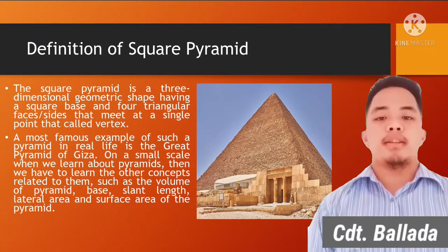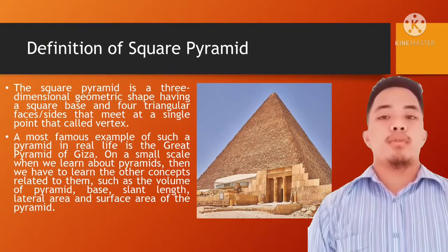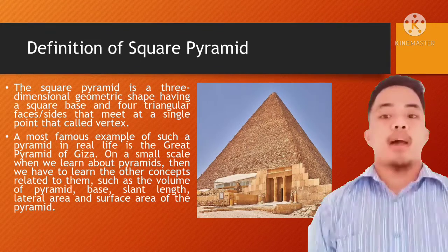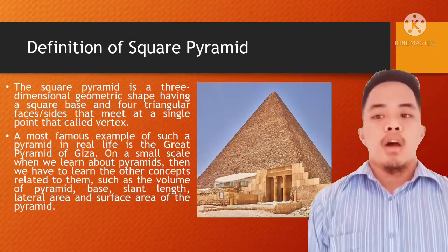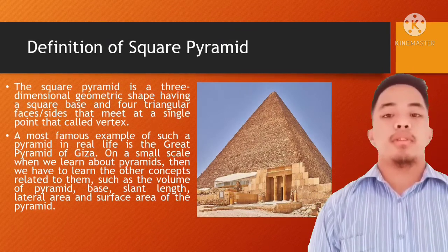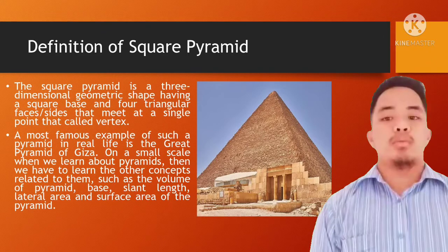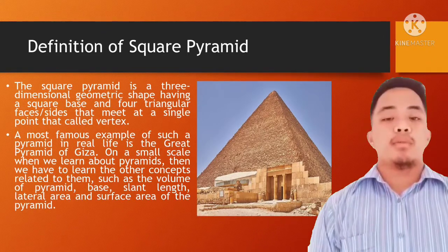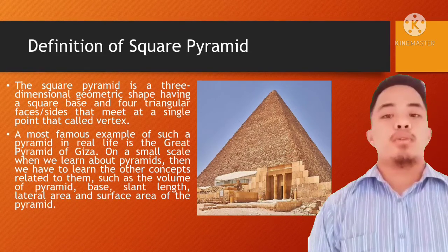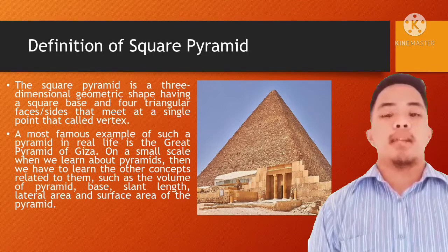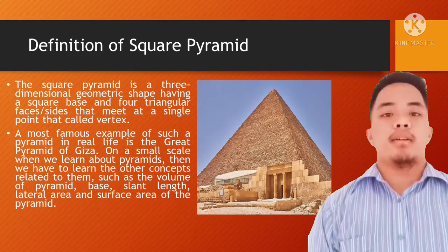Definition of pyramid. The square pyramid is a three-dimensional geometric shape having a square base and four triangular faces, or sides, that meet at a single point called the vertex. The most famous example of such a pyramid in real life is the Great Pyramid of Giza. On a small scale, when we learn about pyramids, we also have to learn other concepts related to them, such as the volume of a pyramid, base, slant length, lateral area, and surface area of a pyramid.